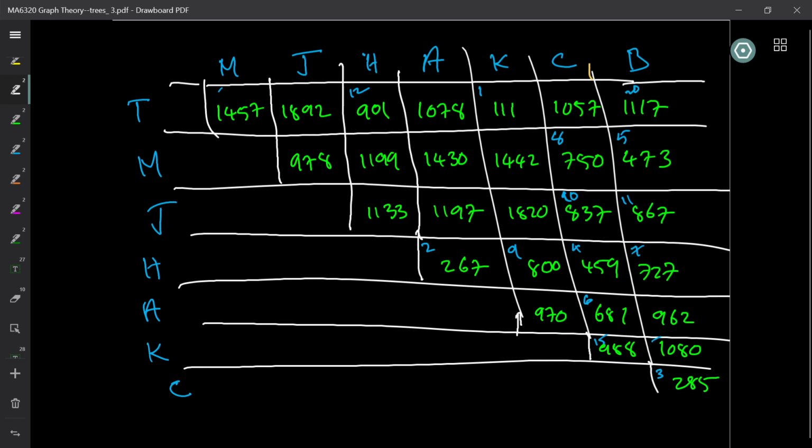So between Mumbai and Thiruvananthapuram, the distance is 1457. Thiruvananthapuram and Jaipur is 1892, etc. Thiruvananthapuram Bangalore, which is not really correct, is 1117, and things like that till Chennai to Bangalore 285, etc. So all these numbers are represented here, and you can see that this basically forms a complete graph on 8 vertices, and all the 28 possible edge weights are given here. Okay, so look at this table, and then you want to see how to do this, right? So how do you do this?